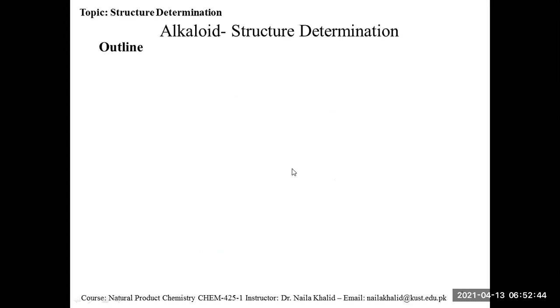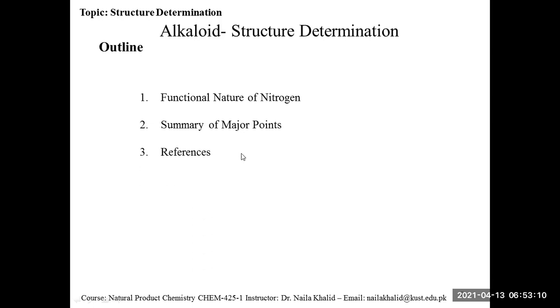Yes, the outline of the present session includes only the functional nature of nitrogen in the alkaloid. In the alkaloid structure, nitrogen is a very important element. So we will determine how the nitrogen in an alkaloid is primary, secondary or tertiary. How will you distinguish these types of nitrogen in the alkaloid? And then a summary of the major points and references to the presented material.